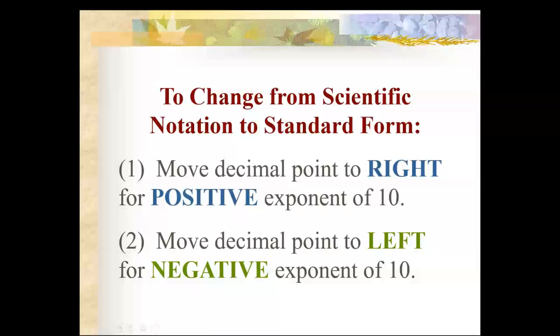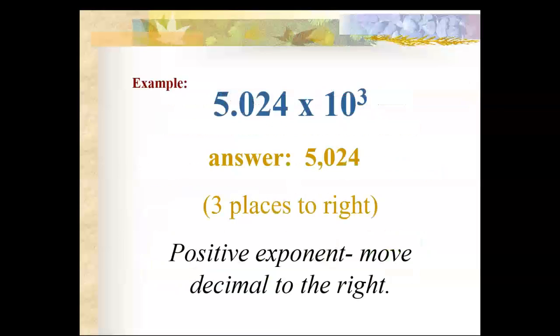So to change from scientific notation to standard form, I don't know why you do that, but sometimes you might have to. Now you're going to move the decimal point to the right if the exponent is positive. Well, that makes sense, because 10 to the third, say, is 1,000. So you got the 3 zeros at the end. And if you've got a negative exponent, you're going to move the decimal point to the left, and you'll be left with some zeros after the decimal point. And those are pains, aren't they?